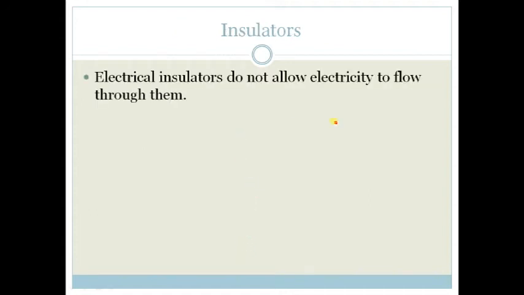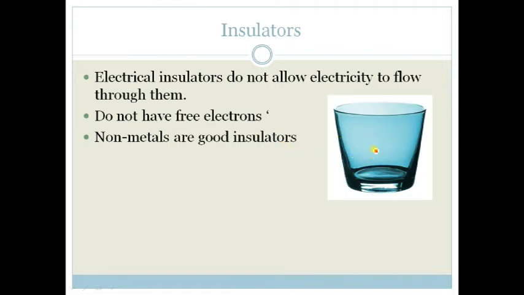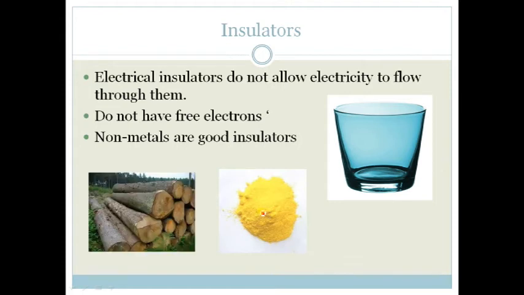Insulators do not allow electricity to flow through them. So they do not have free electrons. Non-metals are very good examples of insulators. So for example, glass doesn't conduct electricity, sulfur doesn't conduct electricity, and wood, we know, does not conduct electricity.